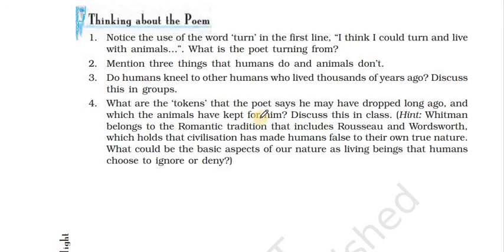Fourth one, what are the tokens that the poet says he may have dropped long ago and which the animals have kept for him? So he says, what are the tokens? The tokens refers to the good human values like love, care, compassion, caring, sharing, goodness. These are the tokens which the poet writes the humans have dropped long ago in the process of our evolution, but the animals have not done that. They are still caring and very lovable creatures. So these are the questions which are at the back of your poem lesson.